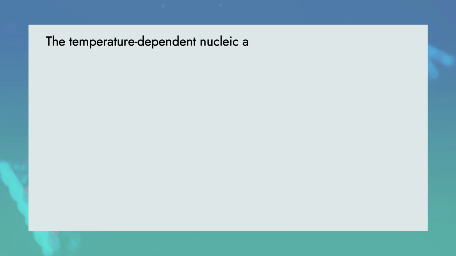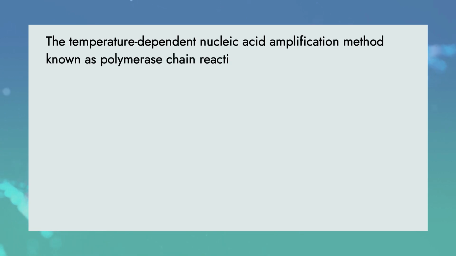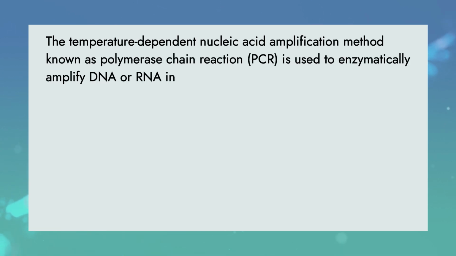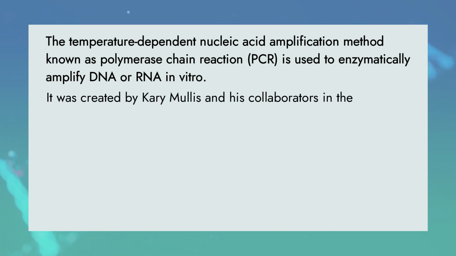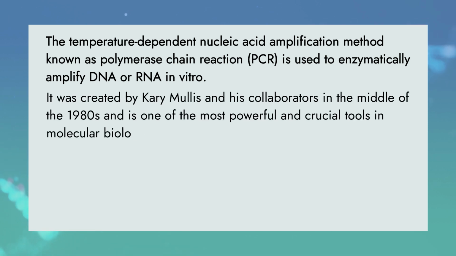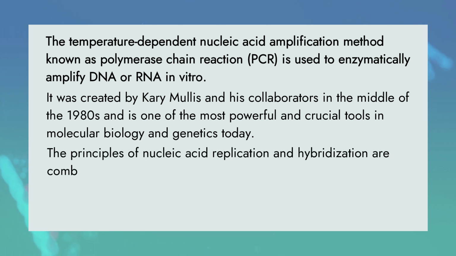The temperature-dependent nucleic acid amplification method, known as polymerase chain reaction, is used to enzymatically amplify DNA or RNA in vitro. It was created by Kary Mullis and his collaborator in the middle of the 1980s and is one of the most powerful and crucial tools in molecular biology and genetics today. The principles of nucleic acid replication and hybridization are combined in this process.